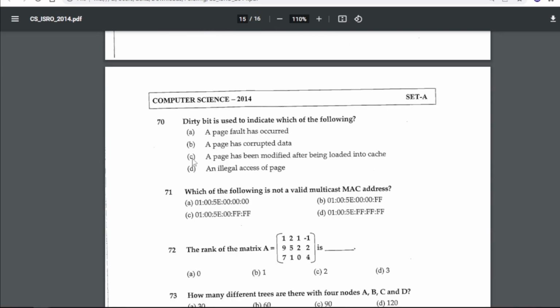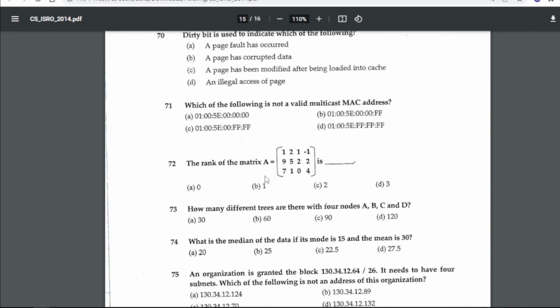Now question number 70: the dirty bit is used to indicate which of the following? Basically, the dirty bit is used to indicate that a page has been modified after being loaded into cache. This is a very popular example. So when a page is modified inside the cache and the changes need to be stored back in the main memory, the dirty bit is set to 1, so as to maintain the record, right? So that will be the answer for this.